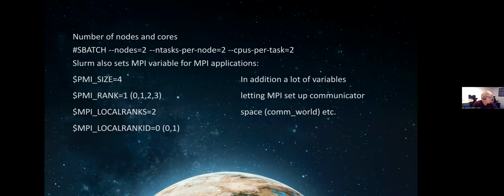Slurm also sets MPI variables for MPI applications. As I said, if you don't have integration in the queuing system for MPI, MPI would set these for you. It's like PMI, MPI rank, local ranks, rank IDs, and so on. The only thing that MPI knows when you start an MPI program is that mpirun will launch a number of executables on a number of CPUs on some nodes. Assume that you have 4 MPI ranks launched. They will be somewhere. They don't know that they are not alone. They have no idea what's happening.